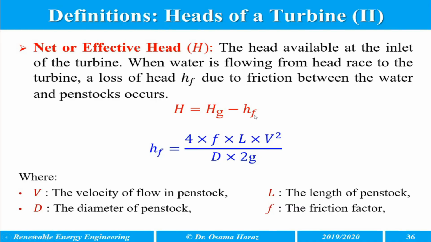Now the question is how to calculate the head loss, HF. HF can be calculated from this formula: 4 times F times L times V squared over D times 2G. What is V? The velocity of the flow in the penstock. What is D? D is the diameter of the penstock. What is L? The length of the penstock. What is F? The friction factor. So once you know F, L, V, D and the acceleration of gravity, G, which is a constant, you can calculate HF. Once you know HF and HG, you can find the net head H.